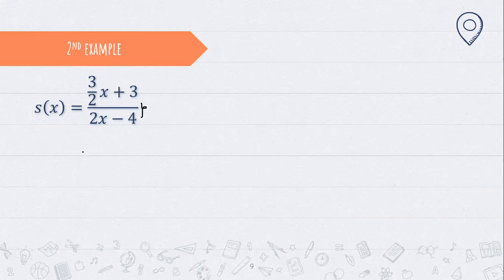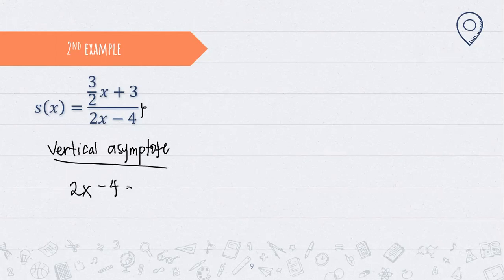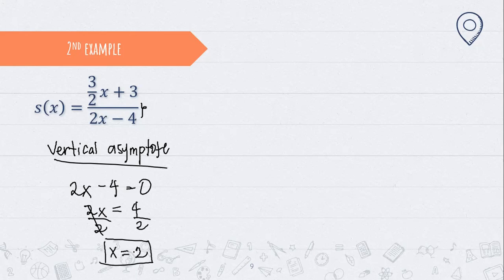Okay, pause. Check na natin. Sige, start tayo sa vertical asymptote. Kunin natin yung denominator. We have 2x minus 4 equals 0. Lipat natin si 4. 2x is equal to 4. Divide both sides by 2. Perfect. X is equal to positive 2. Next is our horizontal asymptote.